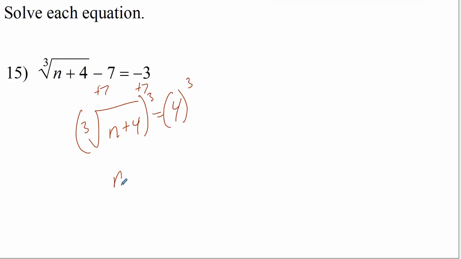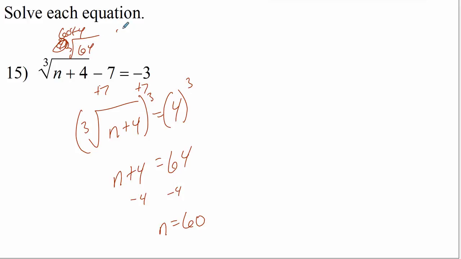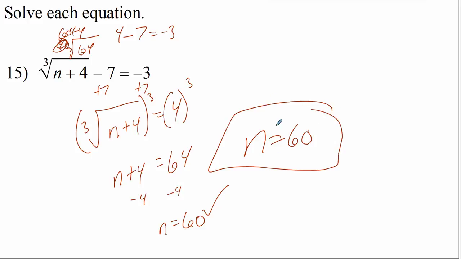When I do that, I get n plus 4. Remember, when I raise it to the index, I get what's inside, equals 4 to the third, calculator is 64, minus 4, n equals 60. Now let's plug it in just to be sure. 60 plus 4 is 64. The third root of 64 is actually 4. Minus 7 is negative 3, so that does work. So the answer, n equals 60, is your only solution for 15.